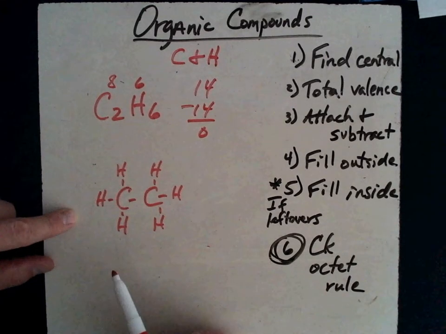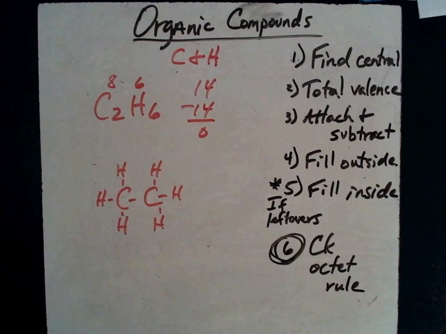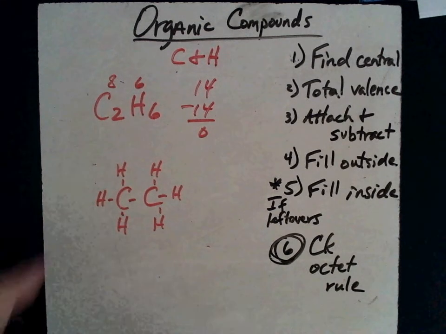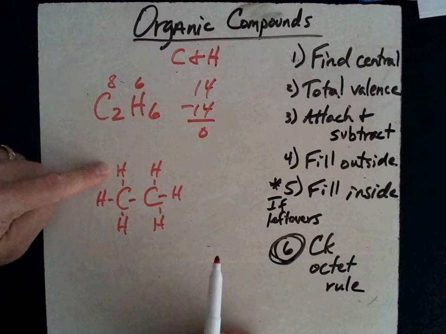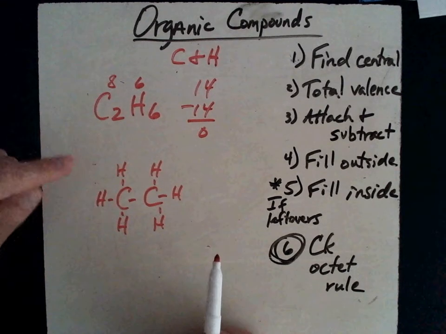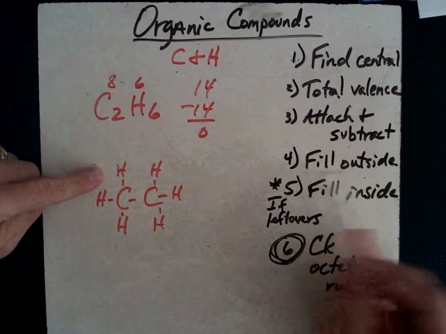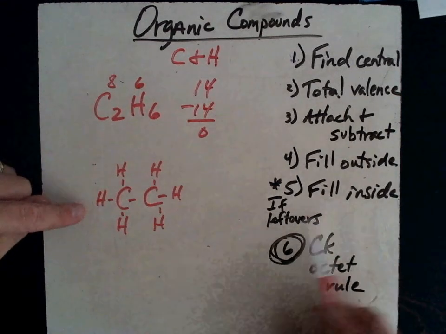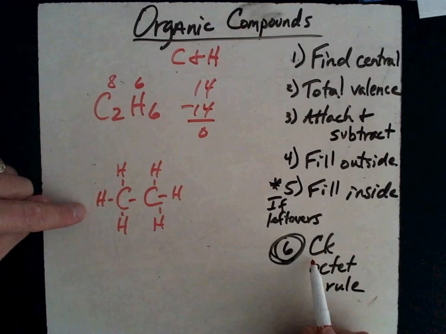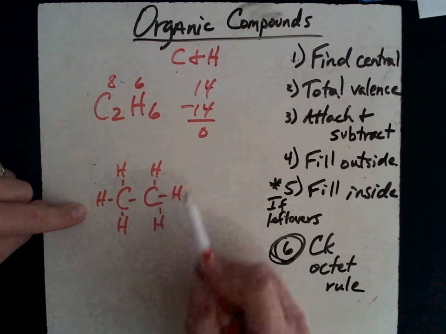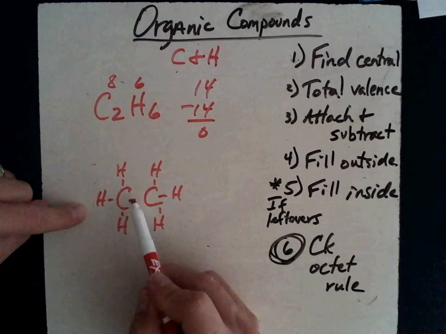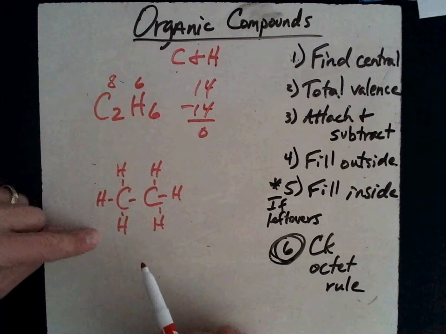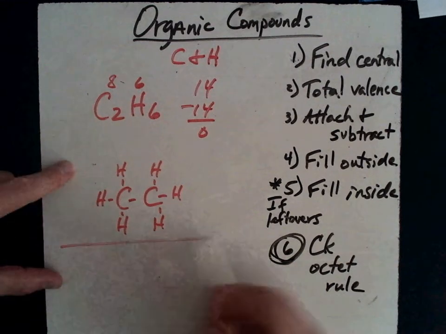Quick reminder, said in an echo, you will never put dots on a hydrogen. Hydrogens never have dots. As soon as you attach them, they're full. Everybody else could have dots, but not H's. Fill the outside atoms. I can't. Fill the inside. I don't have any leftovers. Check the octet rule. Everybody should have 8. Hydrogens have 2. Every hydrogen is full. That's great. Are the carbons full? 2, 4, 6, 8. 2, 4, 6, 8. There's the molecule right there. It's done. Let's try another one real quick.